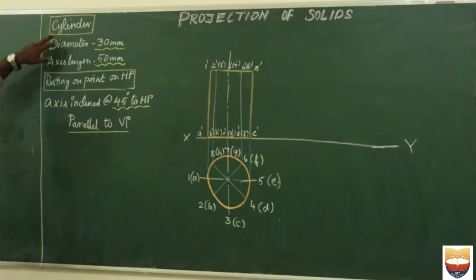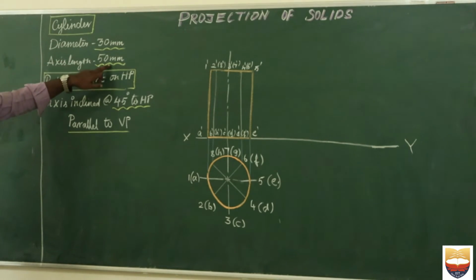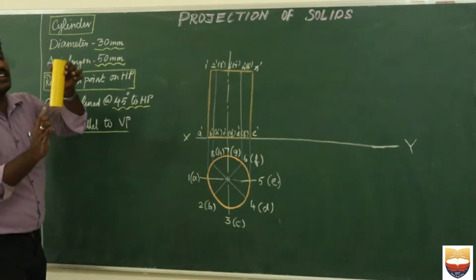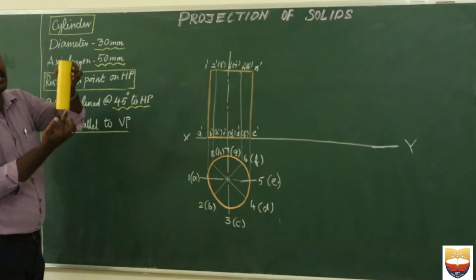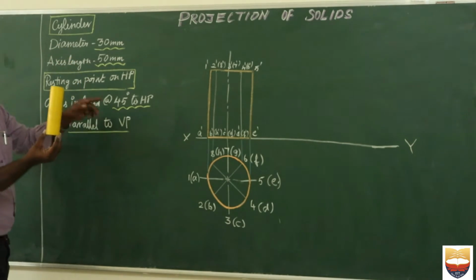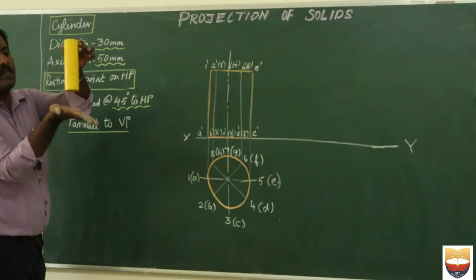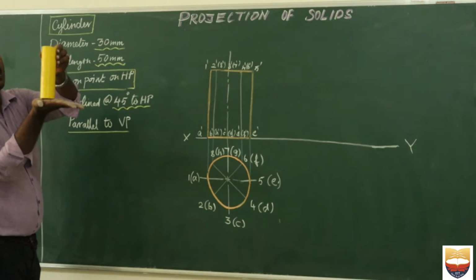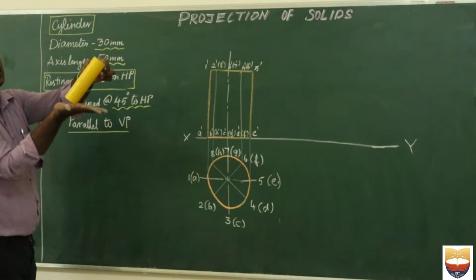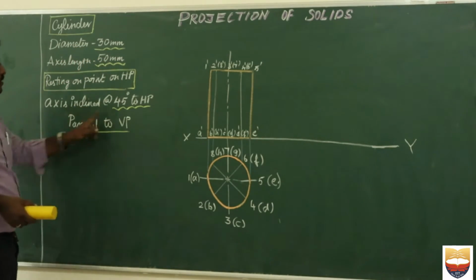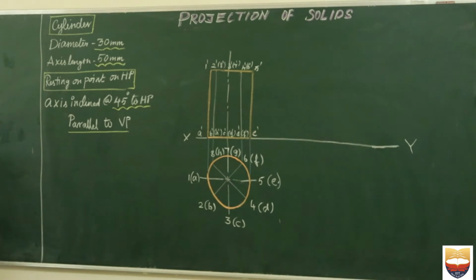What is given here is a cylinder of diameter 30 mm and axis length of 50 mm, resting on a point on the HP. Let us consider this is my base. One point on this base is resting and the axis is inclined at an angle of 45 degrees to the HP. So imagine this is how it is resting initially, with only one point resting, and it is inclined. This is the final position of the solid that we have to draw. The axis is inclined at 45 degrees to the HP and parallel to the VP.